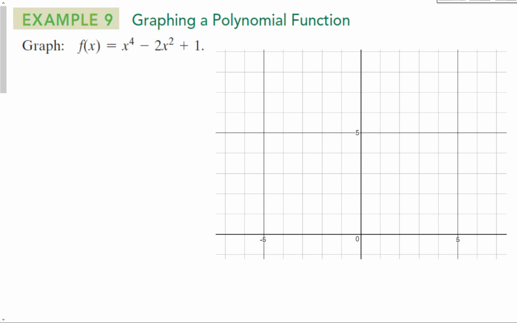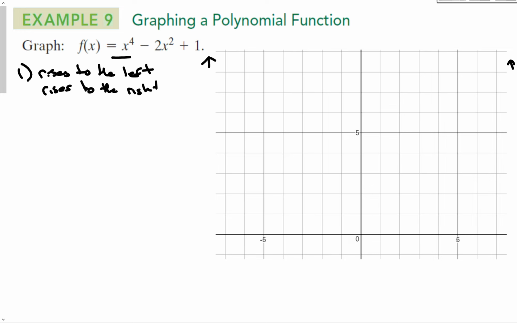So let's graph this one: x to the 4th minus 2x squared plus 1. Step 1, end behavior. End behavior is going to be up and up. So it rises to the left and rises to the right. That means over here, I'm just going to give myself a little note: it's got to be going up on both sides.